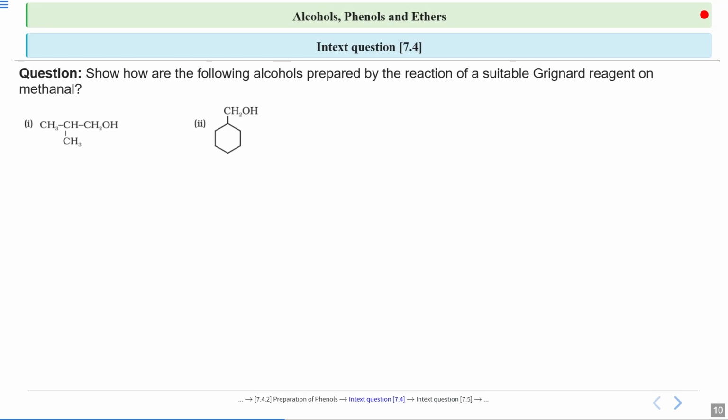Now let us solve some questions. So this is in-text question 7.4. In this question, show how the following alcohols are prepared by the reaction of a suitable Grignard reagent on methanol. So here you will solve how alcohols can be prepared by using a suitable Grignard reagent on methanol.